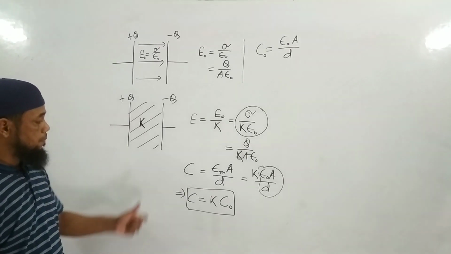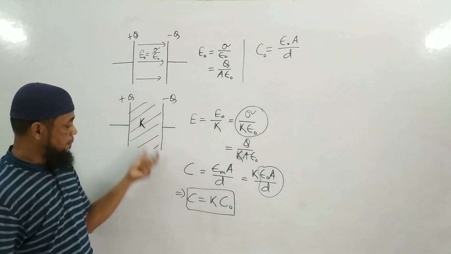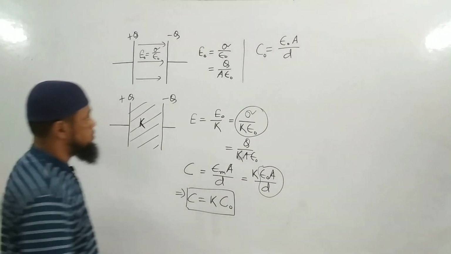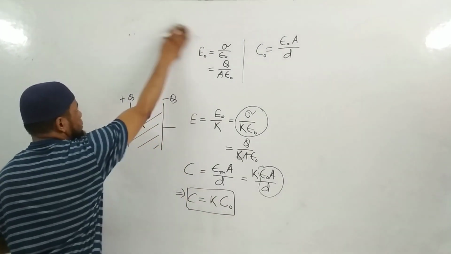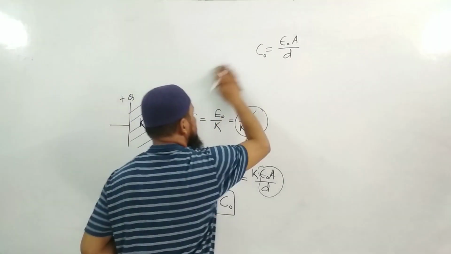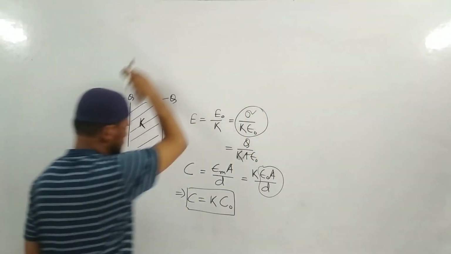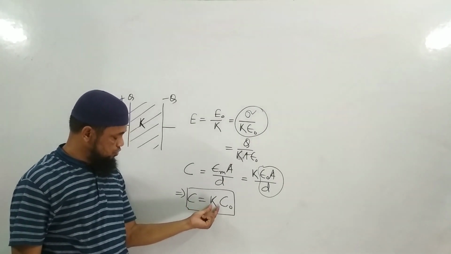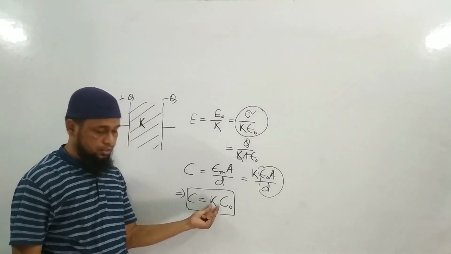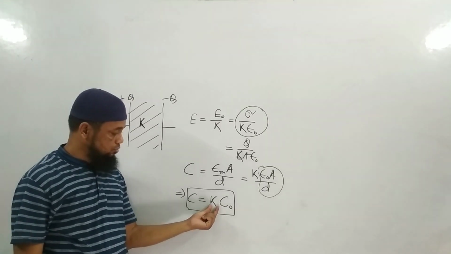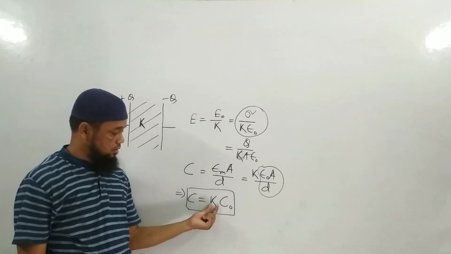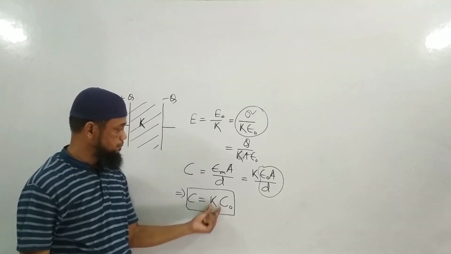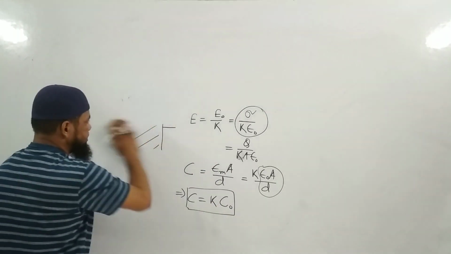Clear? So we have seen the capacitance enhances. Therefore, the value of K will go from 1 to infinity. It is 1 for vacuum, and for conductors the value of K will become infinite.